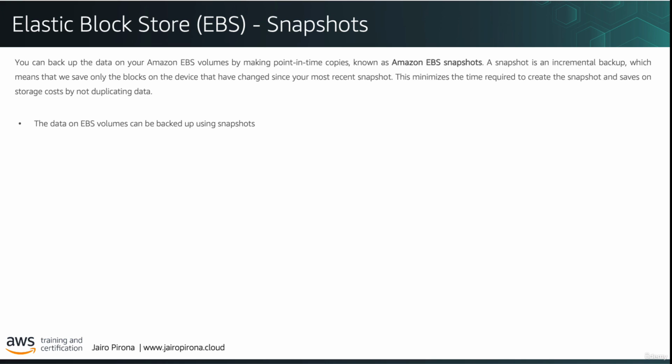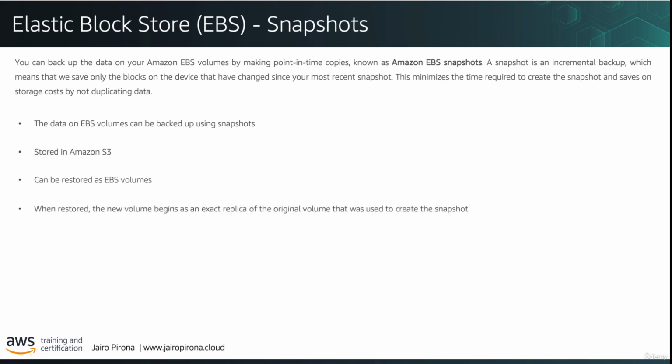EBS snapshots are stored in the service called Amazon S3. Amazon S3, or Simple Storage Service, is an AWS storage service. So, when you create a snapshot of an EBS volume, it is stored in Amazon S3, and also they can be restored back as EBS volumes. When you restore a snapshot as an EBS volume, the new volume starts as an exact replica of the original volume that was used to create the snapshot.